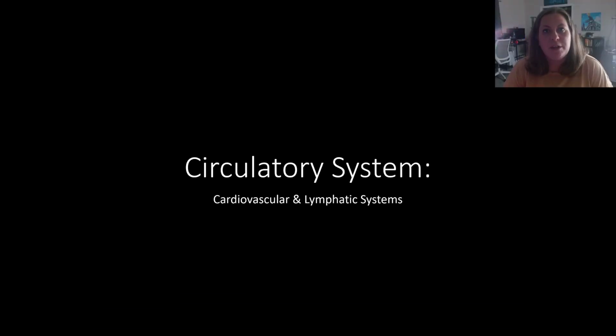All right, this chapter in medical terminology, we're going to focus in on the cardiovascular system and the lymphatic system. Together, these are kind of clumped together as the circulatory system because both of these systems have vessels that allow fluids to circulate throughout the body.